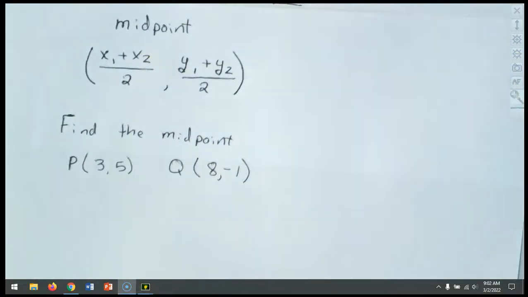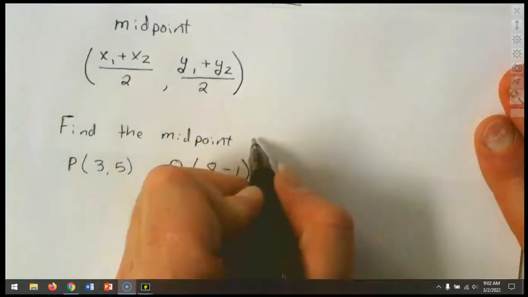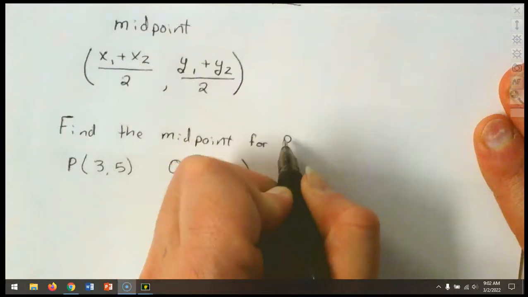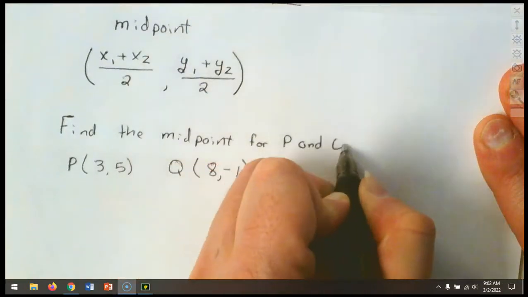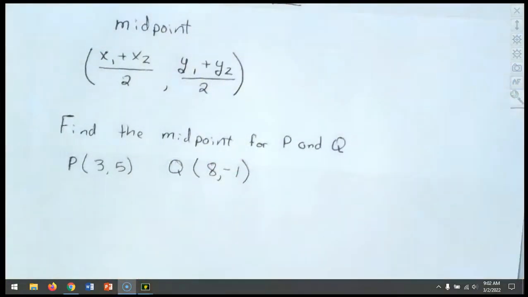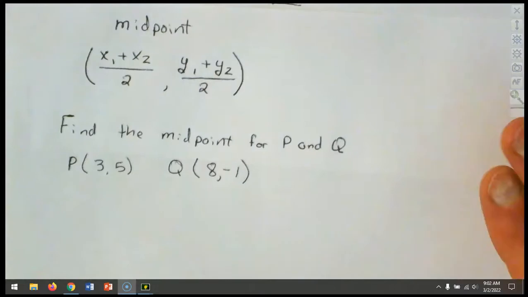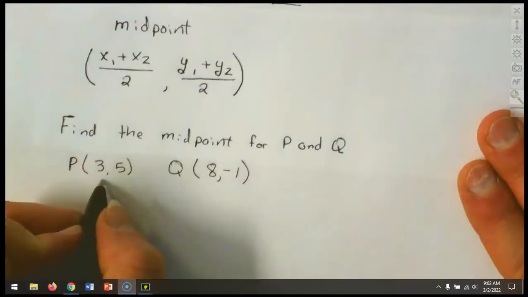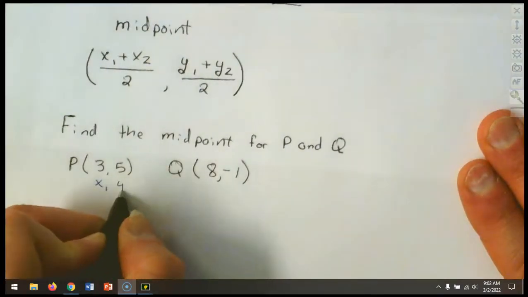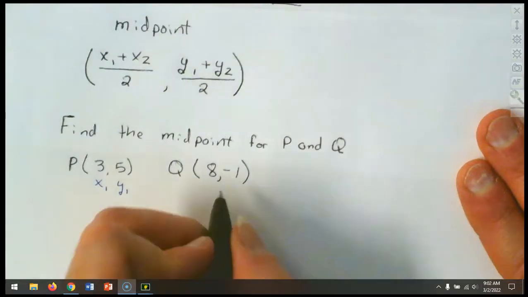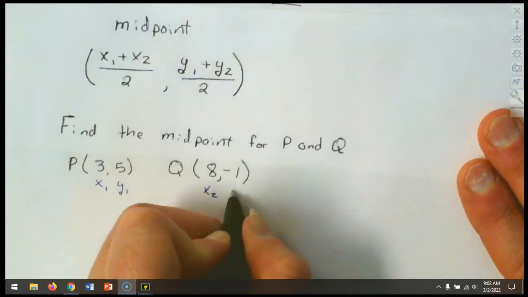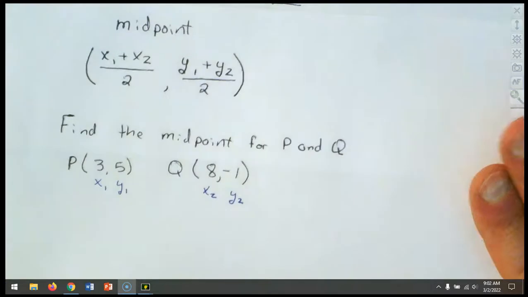So we're going to find the midpoint for P and Q. All right, well, to use our formula, what do we need? We need 2 different points, and we're going to label them. We label them x1 and y1 for the first one, x2 and y2 for the second one.